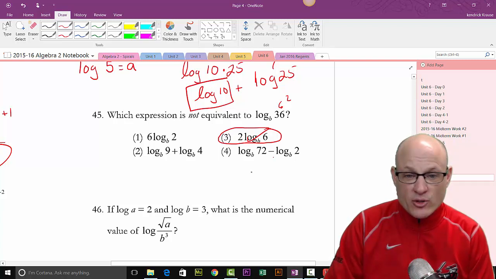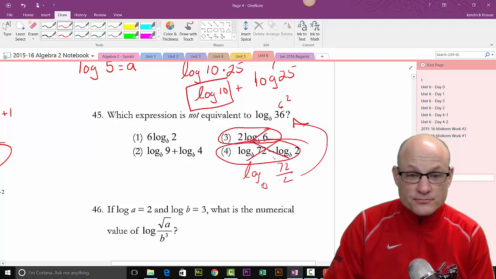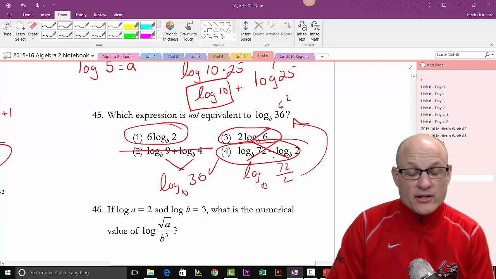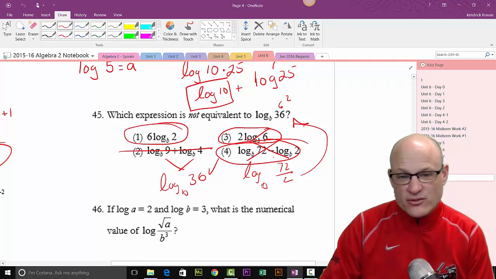This is subtraction. That would go back to division. So that would be log base b of 72 over 2, which is 36. That works. And this is going to go back to multiplication, so this would be log base b of 9 times 4, which is 36. So that works. It's this one that doesn't work. So that's the wrong answer. That's the right answer, because it's the wrong answer.